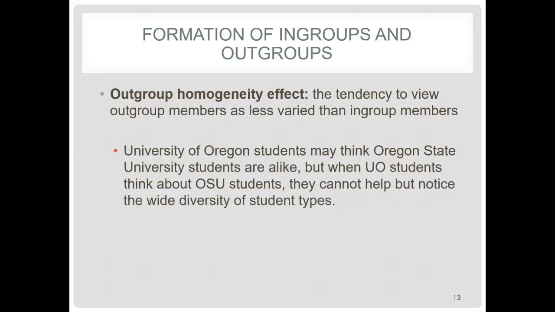So, for example, U of O students may think OSU students are alike, but when U of O students think about OSU students, they can't help but notice a wide diversity of student types. It's a challenge for us. We have to make a conscious effort to think about those outside of our group as individual people.